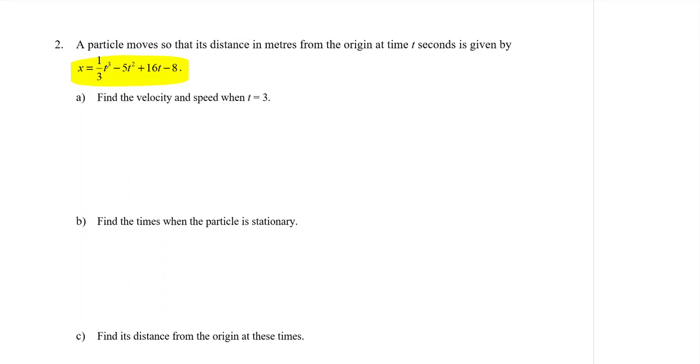Okay, I've got a displacement equation. If I want velocity, I'm going to have to differentiate. So let's use the V symbol this time. We're going to get used to both. So V for velocity, differentiating, bring the power of 3 down. 3 times a third is just 1. So it'll be t squared minus 10t plus 16, and the constant disappears. Okay, now I'm wanting to sub in when t is equal to 3. The velocity will be 3 squared minus 10 times 3 plus 16. What does it equal?